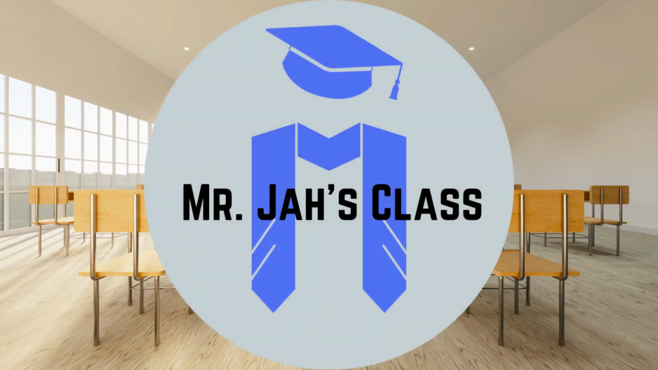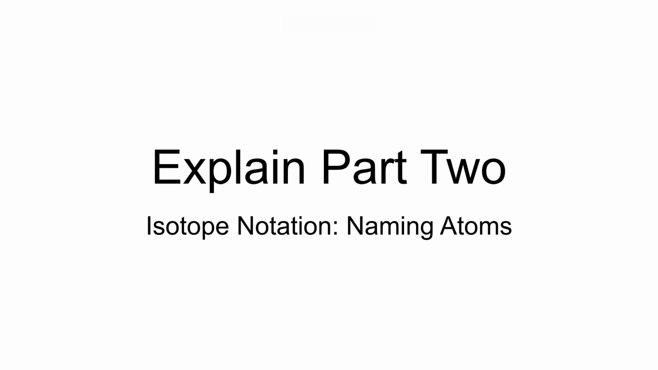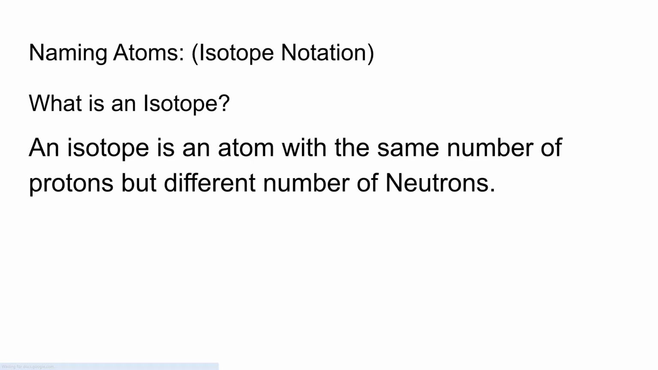Let's get started. Hello students, let's review isotope notation, naming atoms. So let's review what is an isotope. An isotope is an atom with the same number of protons but different number of neutrons. Please write this down.